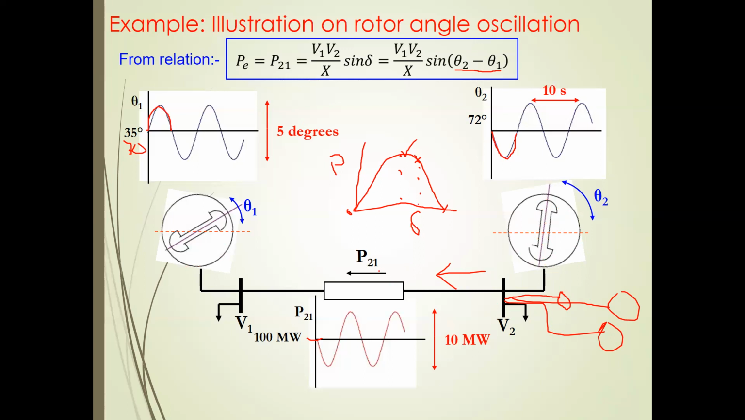Because there cannot be power flow if the angle difference is 0. So if you want the power flow in the line, there has to be an angle difference between the two ends. It cannot be that the bus angle or the rotor angle of the generators at both ends are the same. Then there will not be any power flow.